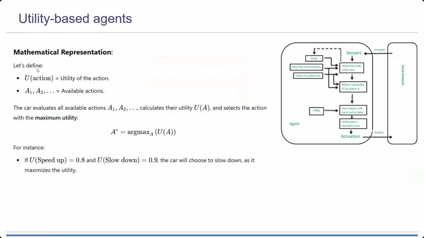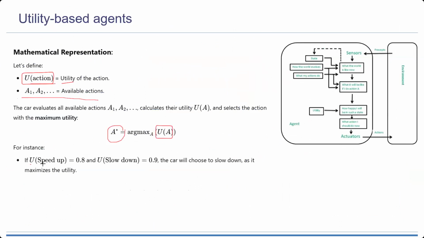So in a mathematical way, this is just for simplicity, okay? You have the utility of an action. Utility of an action means you can maximize the profit, or you can minimize the energy, or you can minimize costs. That's what I mean by utility. And the action depends on the utility. So for example, I want to select the action that gives the maximum utility.